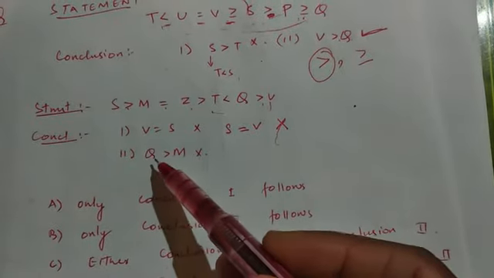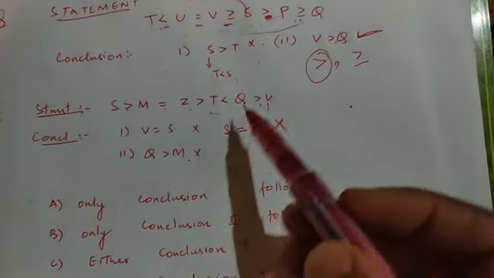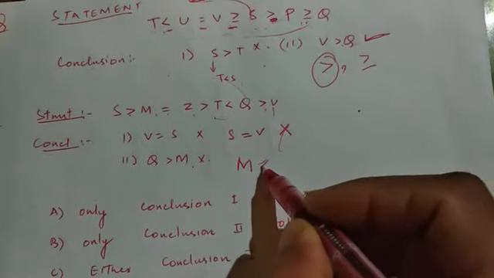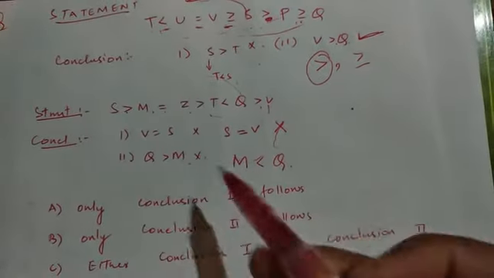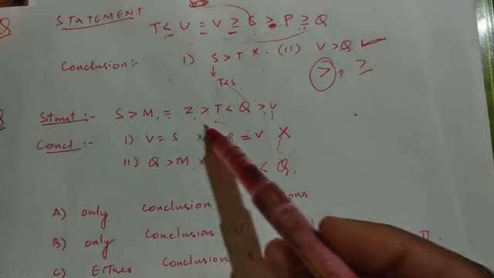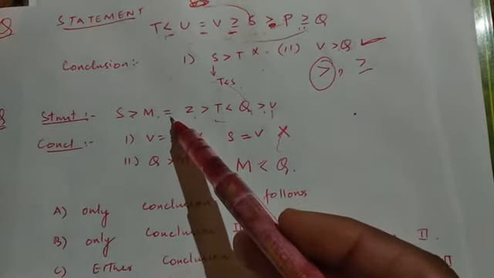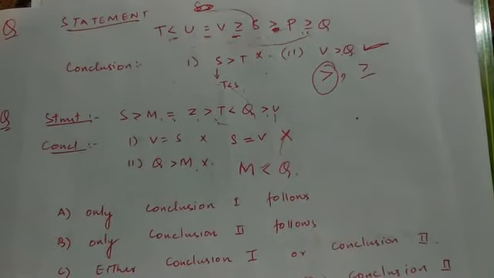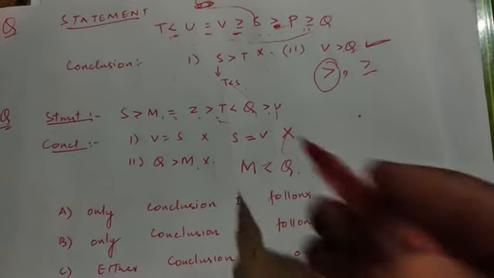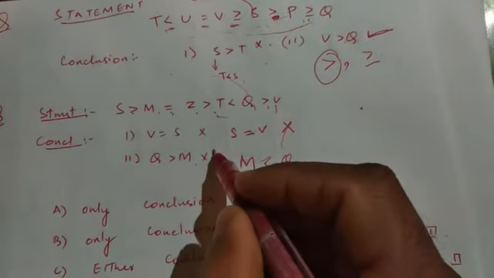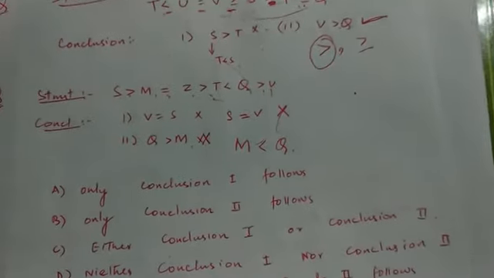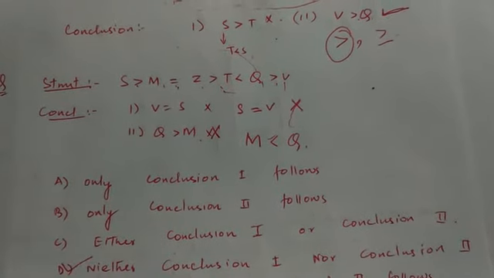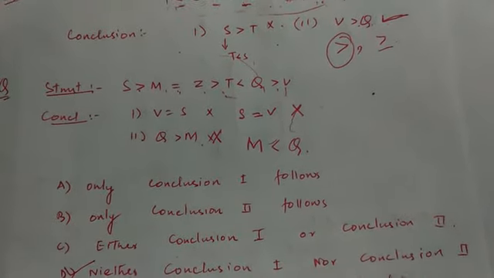Our second conclusion is Q is greater than M. We have to move from here to here, or I can write it as M is less than Q. That's M to Q. We have is equal to sign, greater than sign and less than sign, which means we have symbols from both the families. That means our second conclusion is also wrong. D option will be correct, that is neither conclusion first nor conclusion second follows.